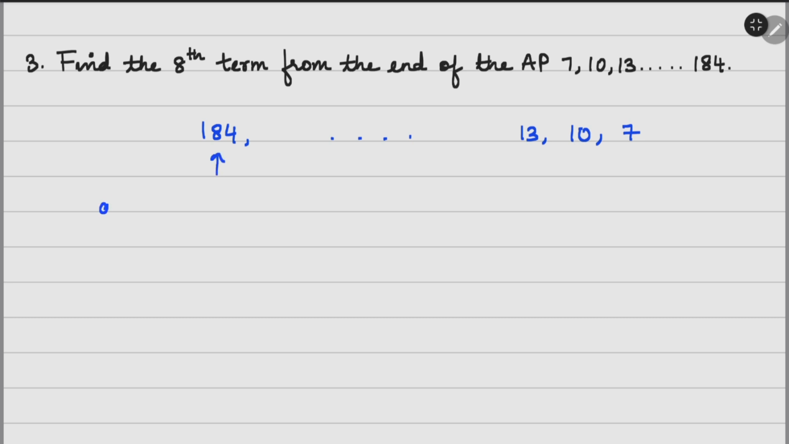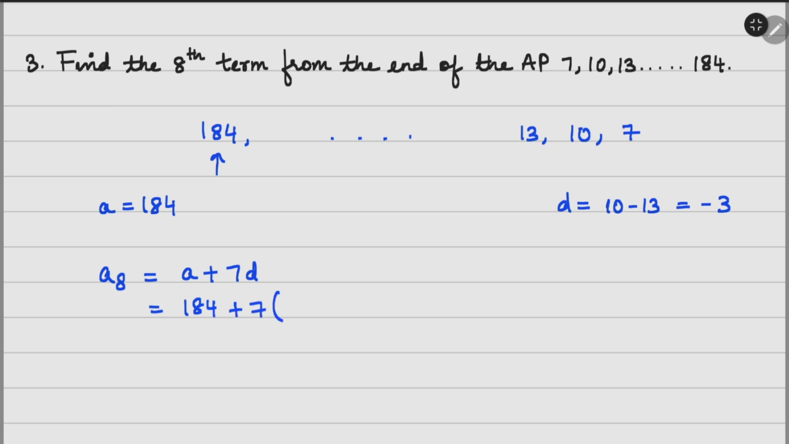So what is my A? The first term is 184. And what is my D? 10 minus 13, which is minus 3. Or 7 minus 10 is minus 3. Now I am going to calculate the 8th term from the beginning, from the first term. So what will be the 8th term? It will be A plus 7D. Substitute the value. A is 184 plus 7 multiplied by D, which is minus 3. So this is 184 minus 21. 4 minus 1 is 3, 8 minus 2 is 6, and then 1. 163 is the correct answer.